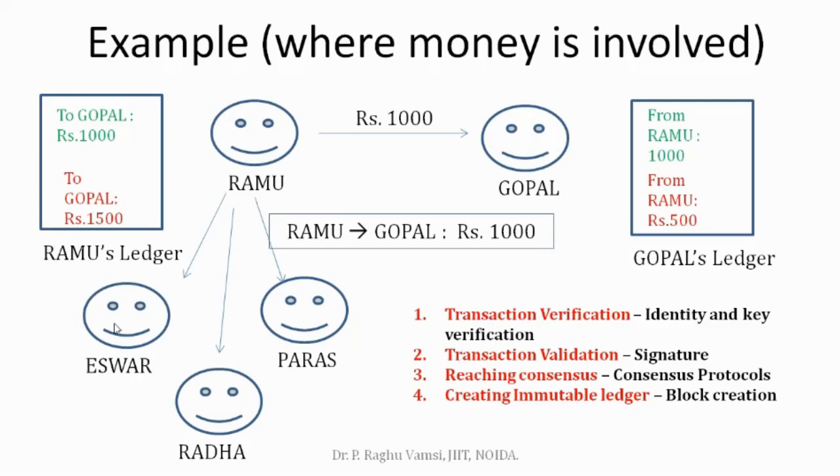Next, these witnesses have to perform the transaction validation. Transaction validation means Ramu has to sign this transaction and send it to the witnesses, so that in future he should not deny that he has not initiated this transaction. This is called the non-repudiation property, and this can be achieved with the help of a digital signature. So that is the reason transaction validation will be done with the help of verification of the signature.